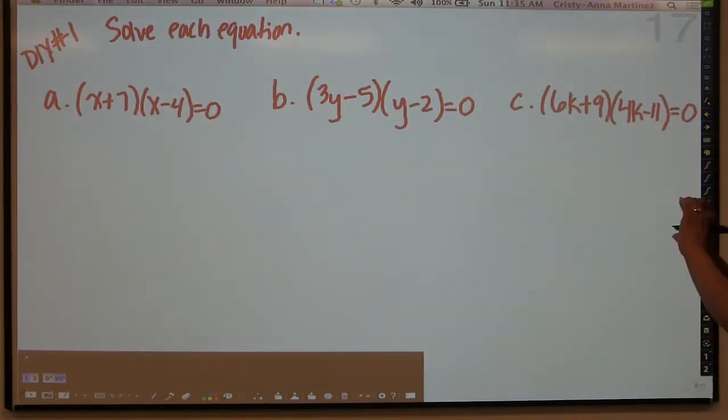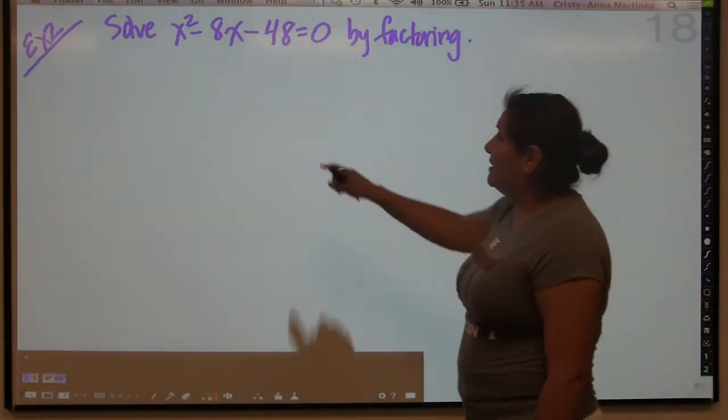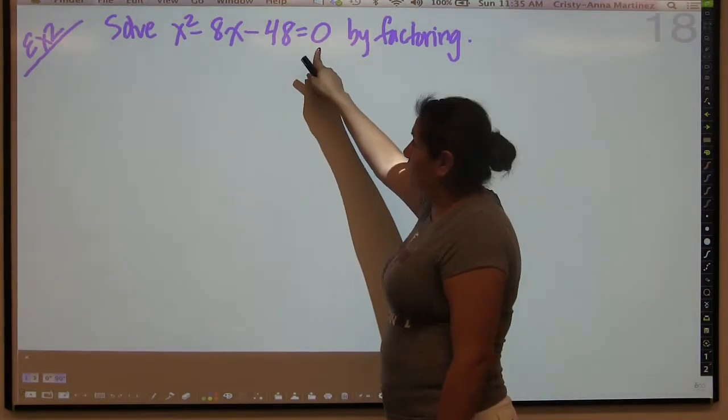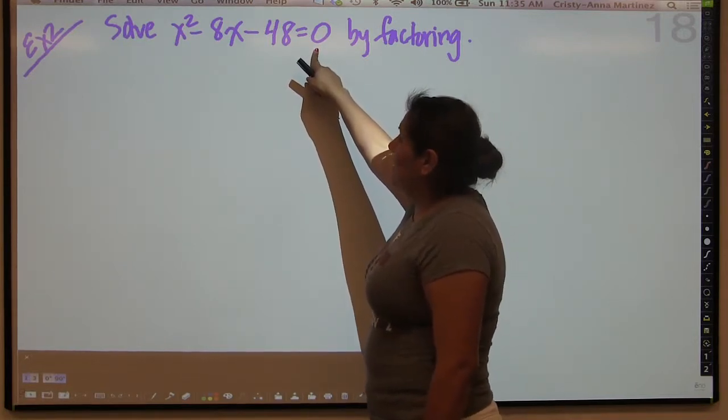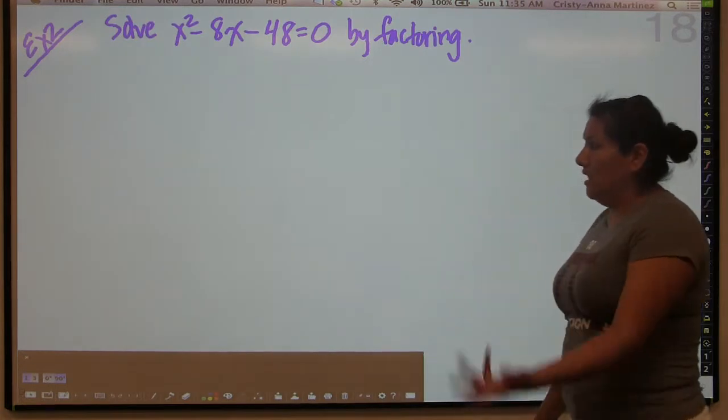All you have to do is now separate them into the two cases and solve for each answer individually. So my next example is one where, again, it's still equal to 0, and that's important. It has to equal 0. And now we have a trinomial quadratic here, and that's where I wanted to go back to what I was saying earlier.